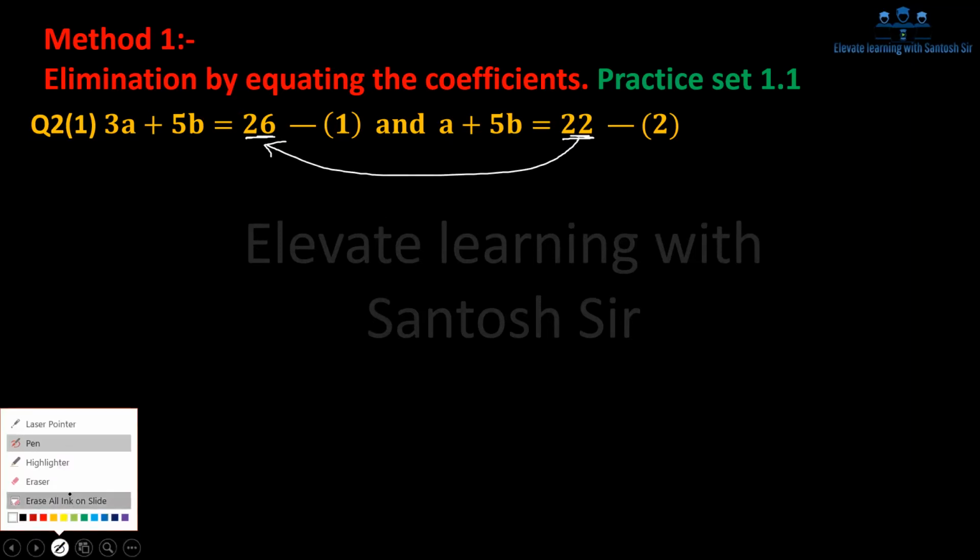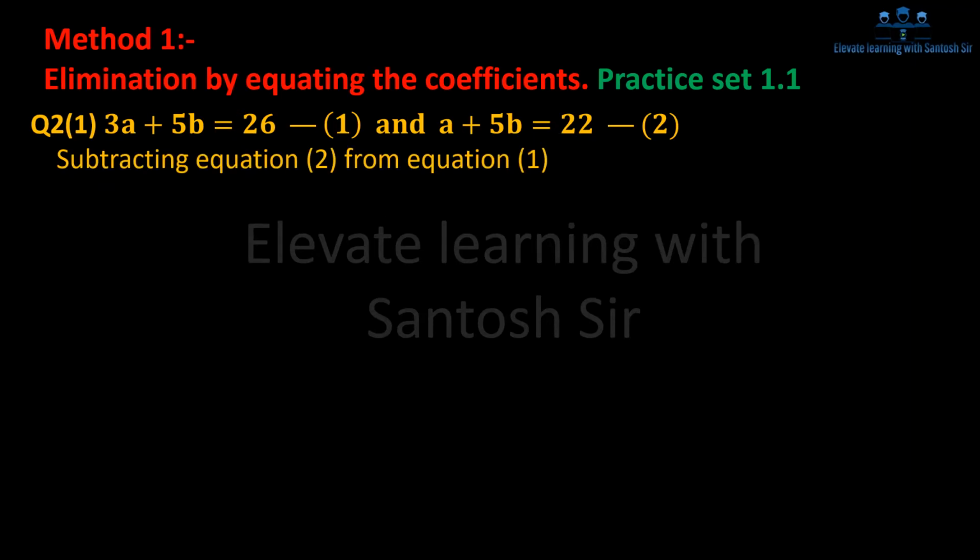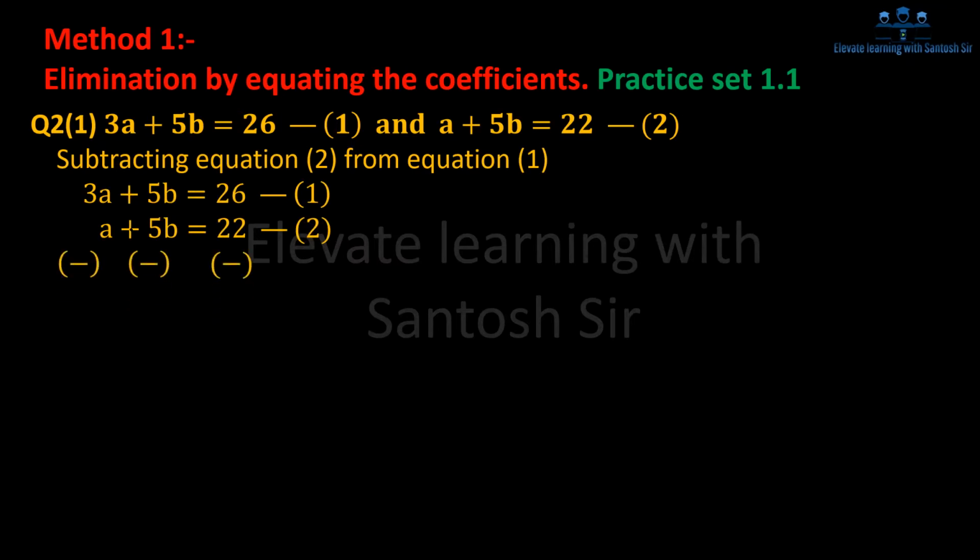So here we subtract equation 2 from equation 1. So we will write the equation 1, we will write the equation 2. Now as we are subtracting, sign of each term of the second equation will change. Plus a will become minus a, plus 5b will become minus 5b, and plus 22 will become minus 22. Now we can clearly see that plus 5b and minus 5b can get cancelled. 3a minus a will give us 2a, and 26 minus 22 will give us 4. We can say that a is equal to 4 upon 2, which is nothing but 2.